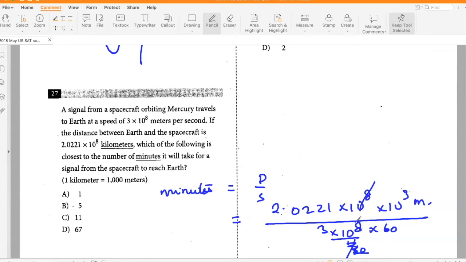Let's see. So this and this cancels. 10 to the power 3 by 60. So that's 100 by 6. So that is what? 6 ones are 6. 6 6 are 36. 16 point something into 2 by 3. So this multiplied by 0.66. So that's almost 11, right? Close to 11. So C.